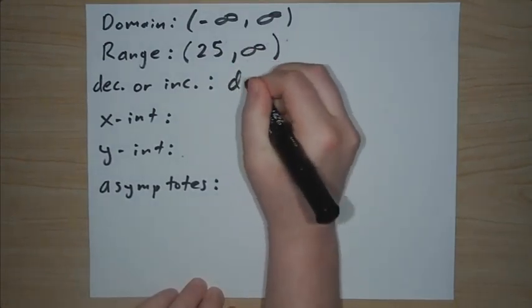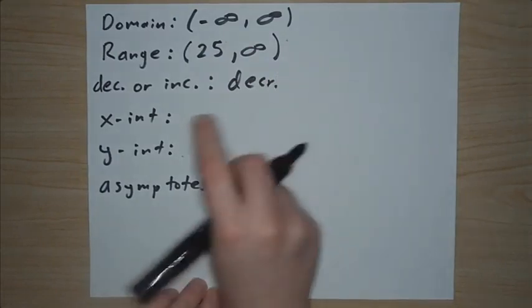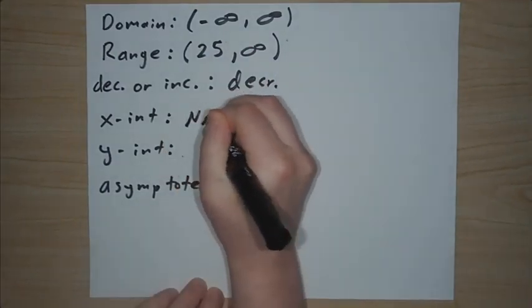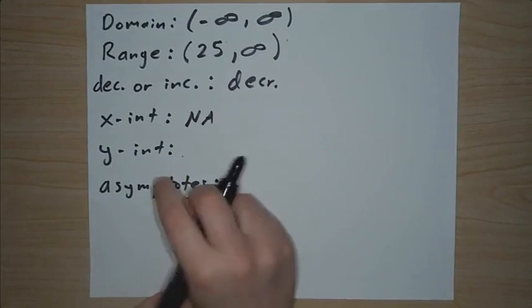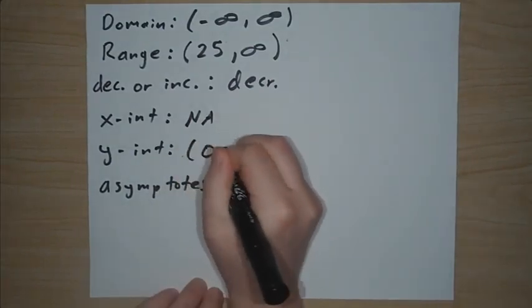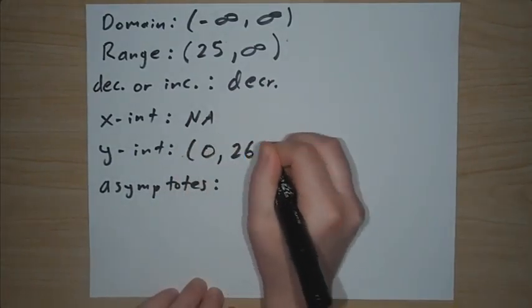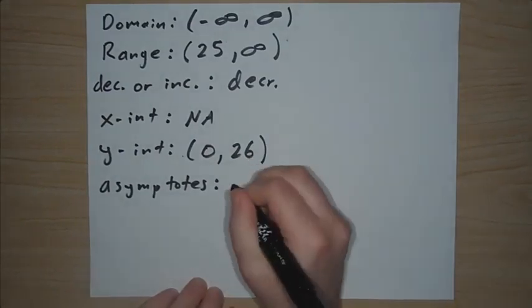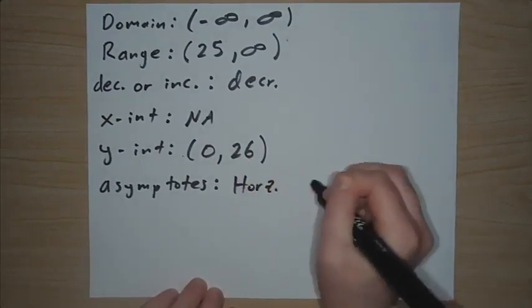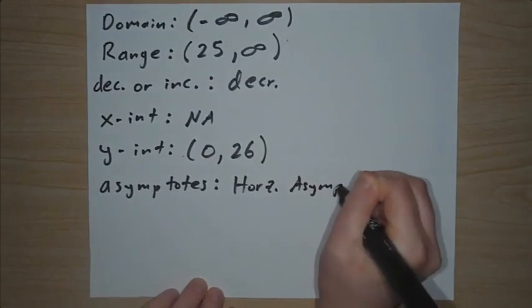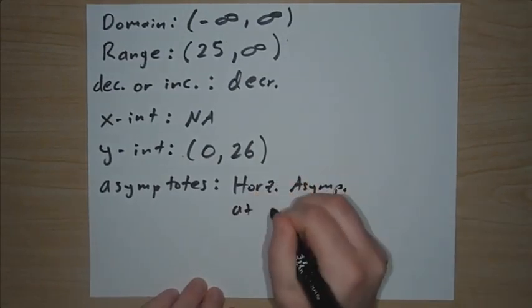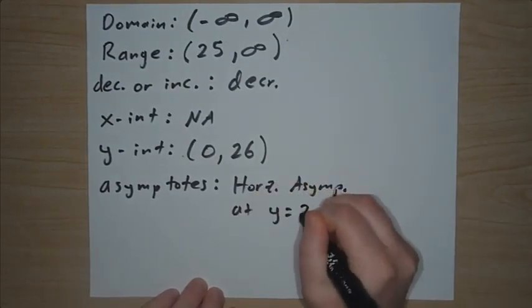It is decreasing. It has no x-intercept. Its y-intercept was at the point 0, 26. And it has a horizontal asymptote at y equals 25.